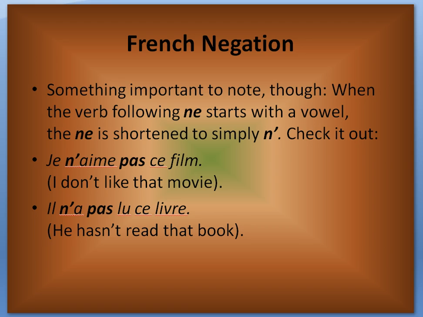So, je n'aime pas. The second example, il n'a pas lu ce livre. This is in the past tense, in the passé composé, so there are two verbs. First, il is the subject, a is the helping verb, the conjugated form of the helping verb avoir, and lu is the past participle of the verb lire. So again, because a is a vowel, ne becomes n apostrophe, and pas comes after the conjugated form of the verb. So, il n'a pas, and lu ce livre, the rest of the sentence.